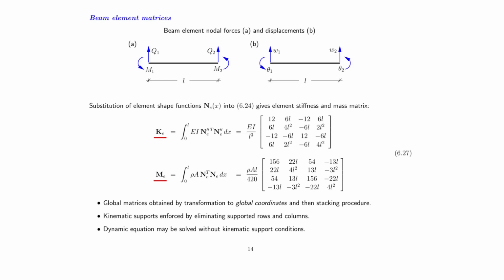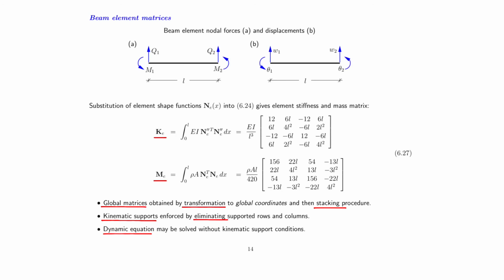Once we have the element matrices, we put them into the global matrices by first transforming them to global coordinates and then stacking them by the assembly procedure. We need to remember to enforce kinematic supports. That means eliminating rows and columns. And at the end, we then solve our dynamic problem.